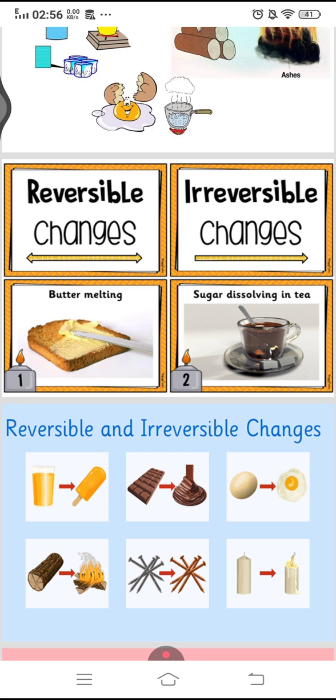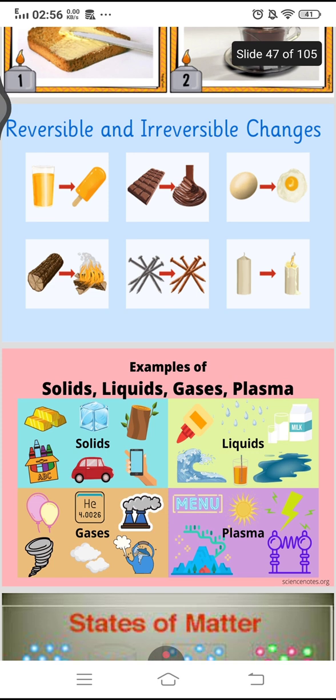Irreversible in this manner, that it gets fire and it is burnt and its size changes. But reversible in this manner, that the molten wax can be changed into the solid state. And here are examples of states of matter. Some of the materials are found in solid, some in liquid, some in gases, some in plasma. These are the states of matter, and they can be changed from one state to another.